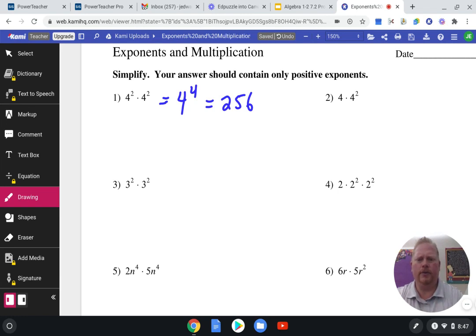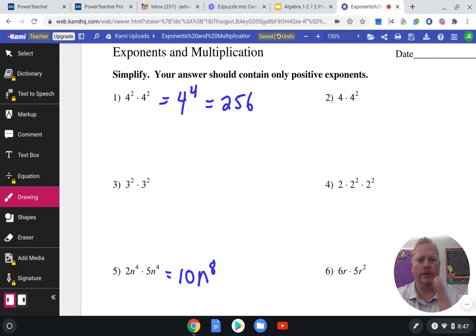Now I'm going to skip down to number 5 real quick. Here I've got 2n to the 4th times 5n to the 4th. So the rules that we talked about were multiply your coefficients. So 2 times 5 is 10. n to the fourth and n to the fourth makes n to the eighth.